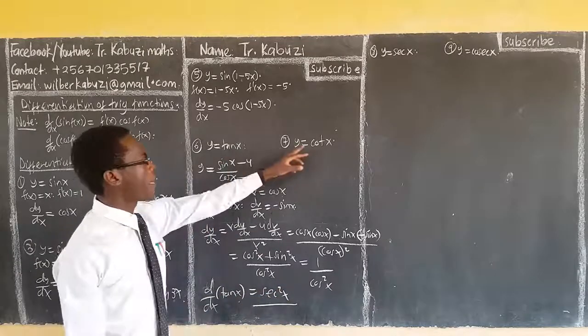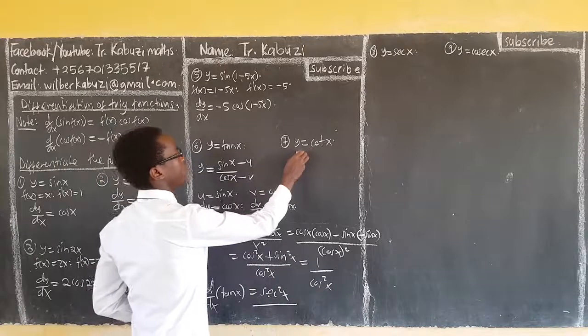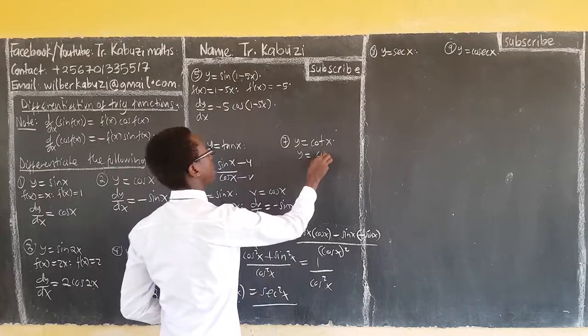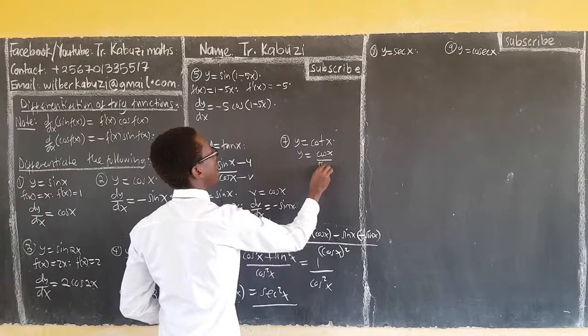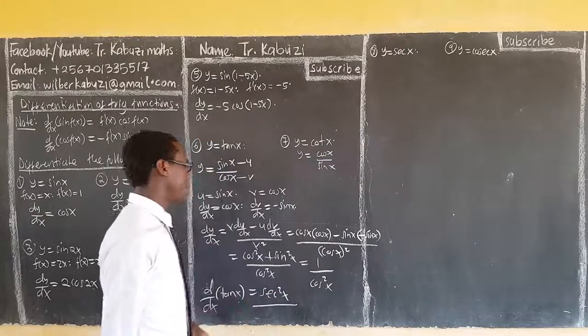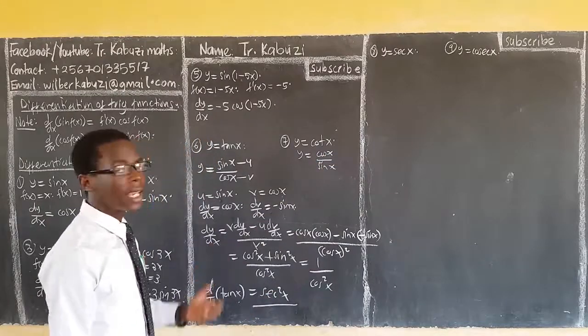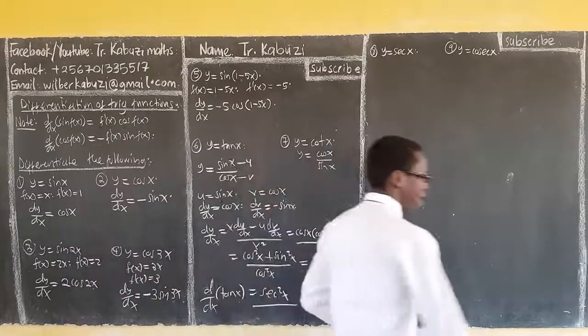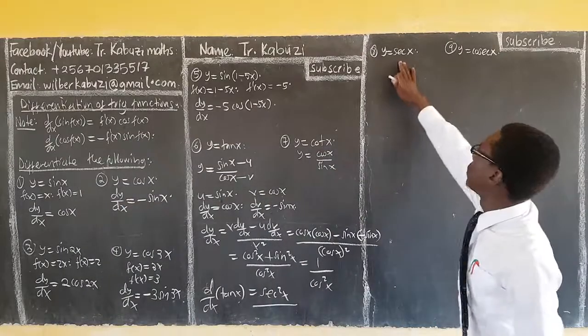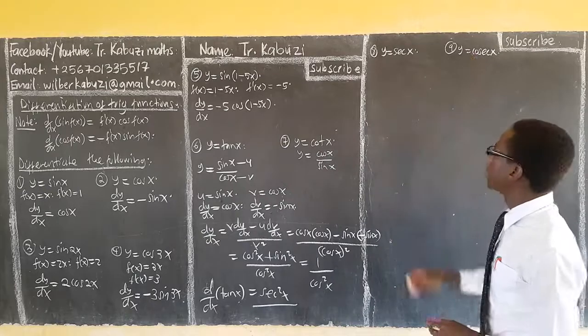The same idea, now we will handle this. This would be the same as cos x over sin x. You will get its derivative, and it's going to be negative cosec squared. When I come to this, I use the same idea. We will handle this one in your free time.